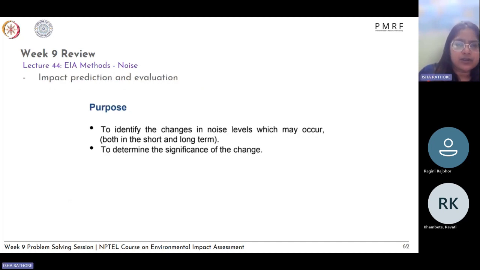Then why do we do impact prediction and evaluation for noise? It's to identify the changes in noise levels which may occur both in the short and long term, and to determine the significance of the change.